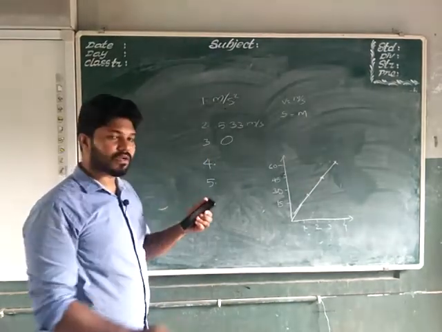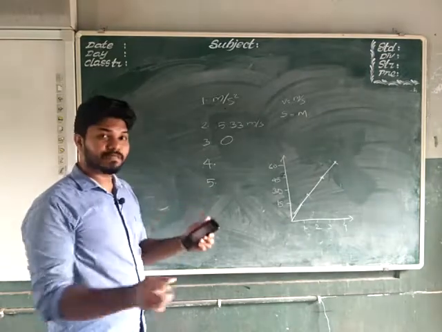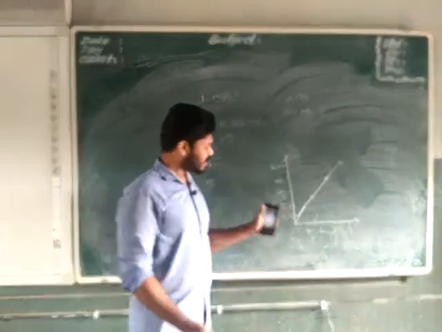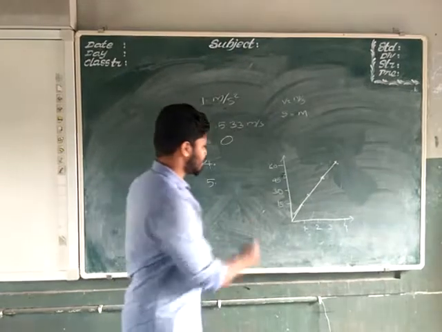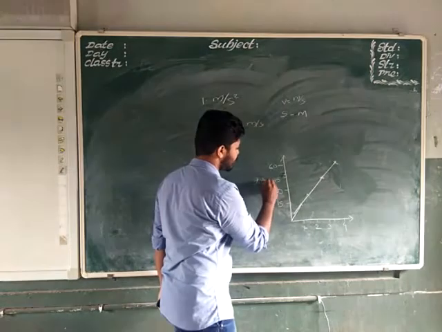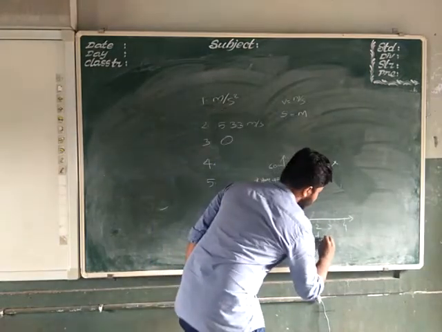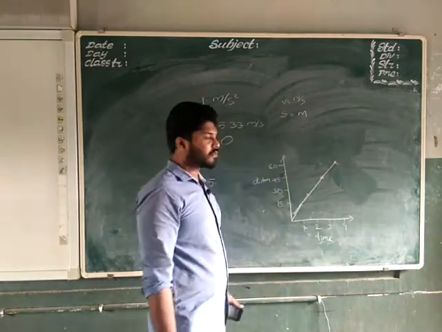Now find slope from the graph. Find speed from the graph. How can we find speed? Just take the slope of the graph. Here it is distance that we have to give. Here it is time that also we have to give. Now we have to take the slope of the graph.